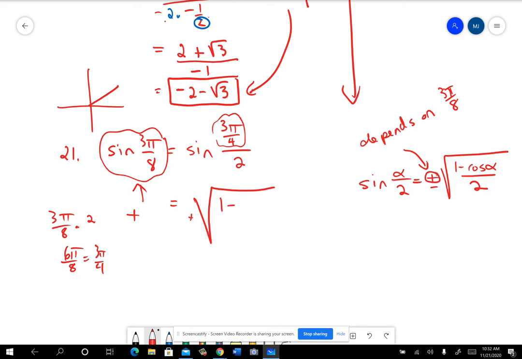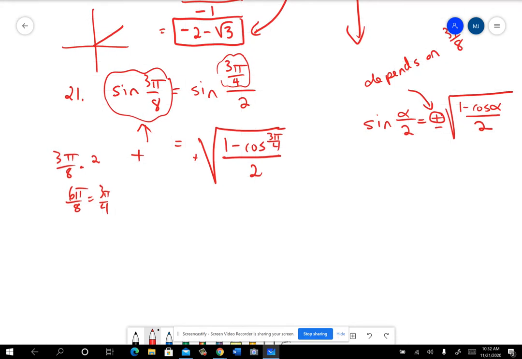Then I'm going to do 1 minus the cosine of 3 pi over 4, and that's going to be divided by 2. So I've got some radical work to do on this. I'm glad this came up. We haven't had a lot of work with that.